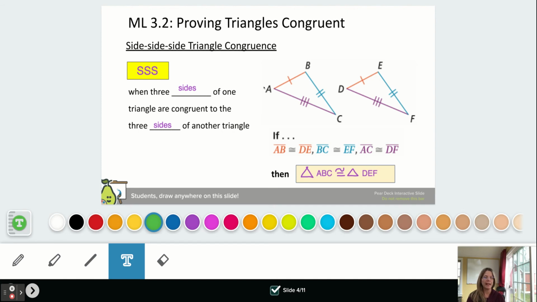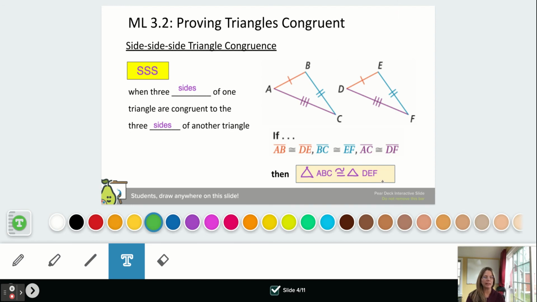In other words, if this orange side, AB, is congruent to side DE, the blue side BC has two tick marks. It's congruent to this side over here, EF, and side AC, which has the three tick marks, is congruent to side DF. So what I've done is I've written a triangle congruence statement.